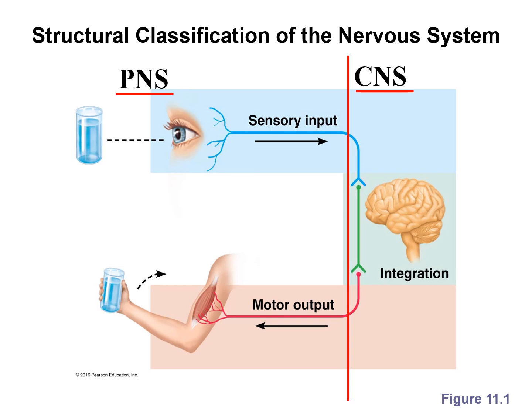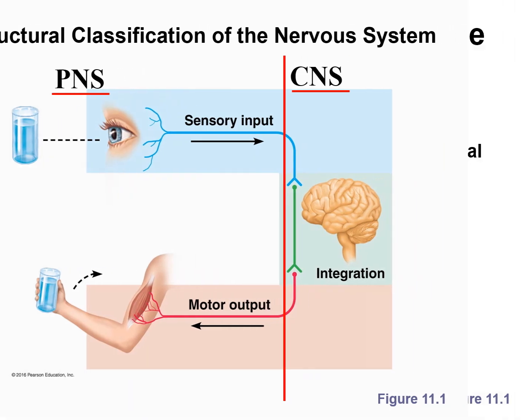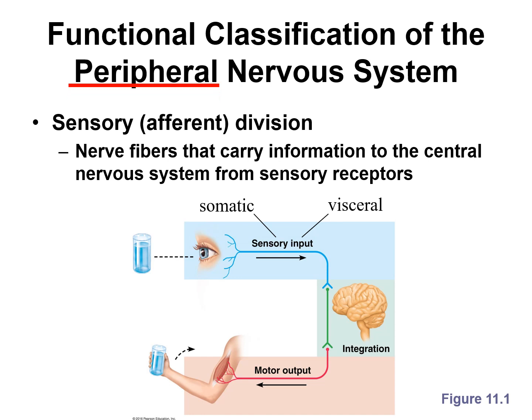Let's now talk about the functional classification of the nervous system. When we classify components of the nervous system by their function, we are classifying them by what they do. Are they involved in sensory input, or are they involved in motor output? And this involves mainly the peripheral nervous system.